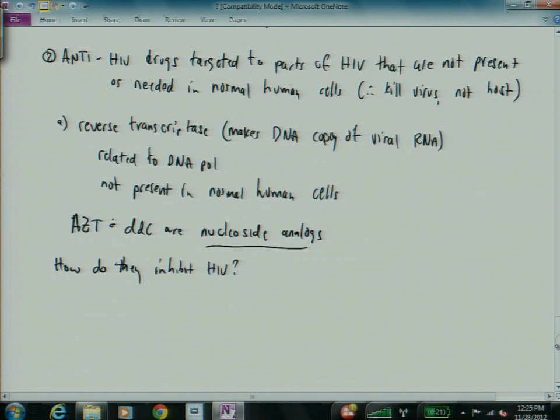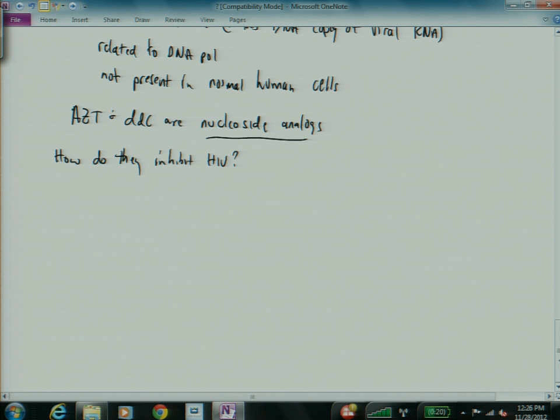If you've got the viral RNA, and here's the 3' end, and you're trying to make a copy of it. So this is that sugar phosphate backbone, 1, 2, 3, 4 sugars, and then here's the 5' end. And suppose the viral RNA has a U and a C and an A and a C.